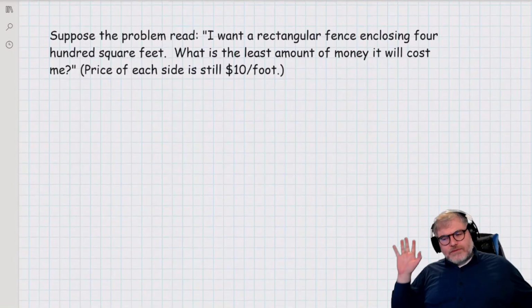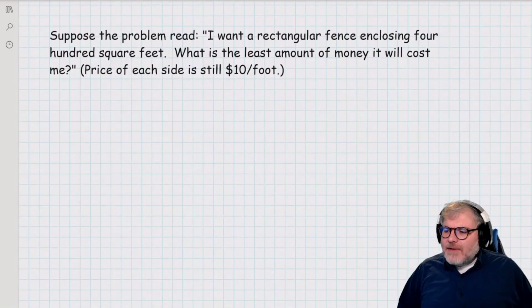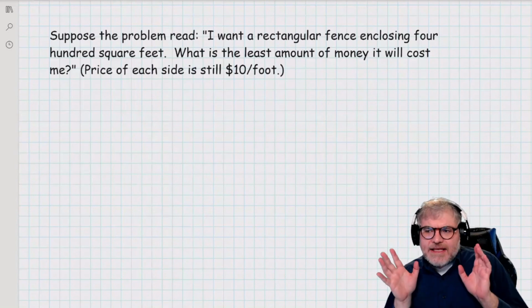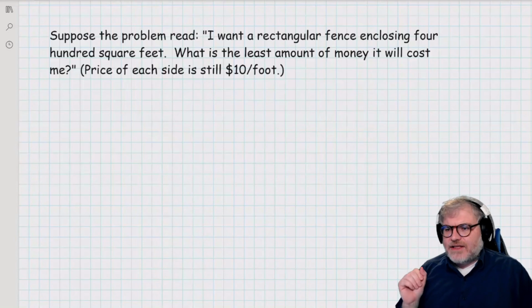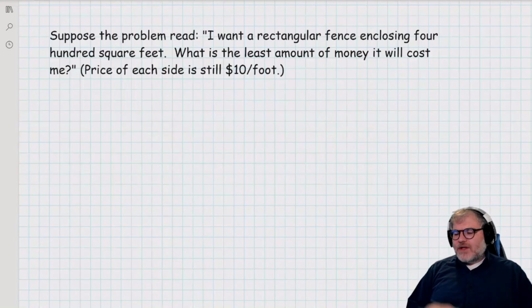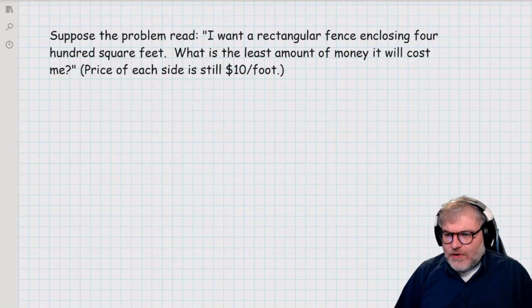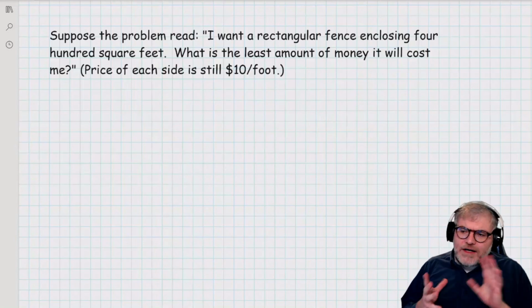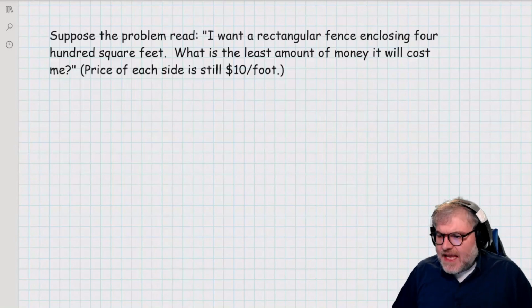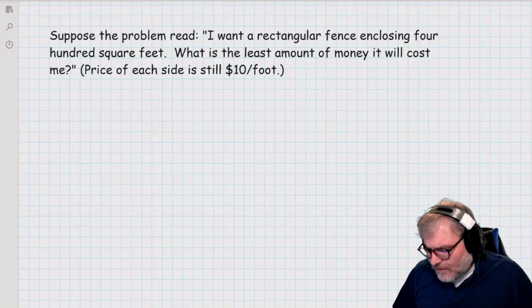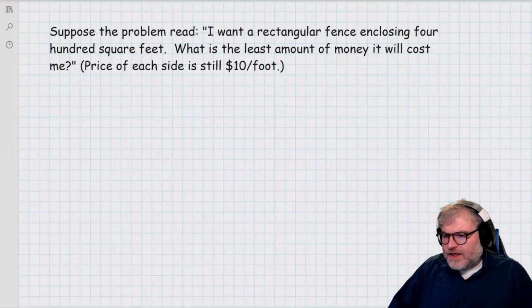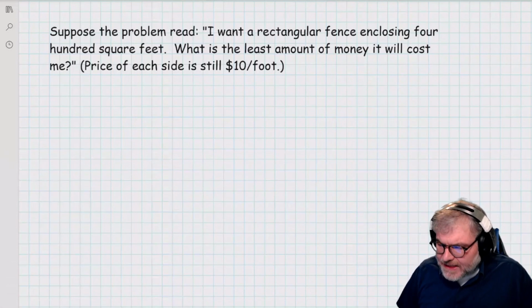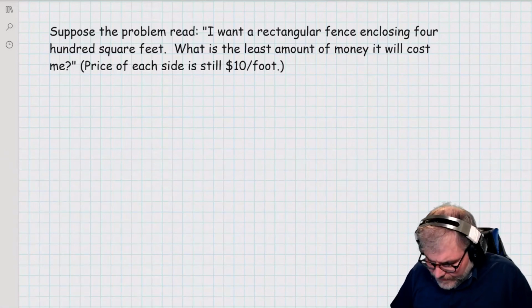Now suppose, let's do another example. And that one I had nice endpoints. But what about this? Suppose the problem instead read that I want a rectangular fence enclosing 400 square feet. What is the least amount of money it will cost me? Now, part of this is going to be the same. I'm going to take the equations. I'm going to figure out what's going on with my variables. And then I'm going to solve the two equations for one unknown. But the difference is going to come in the endpoints. So let me show you what I mean.